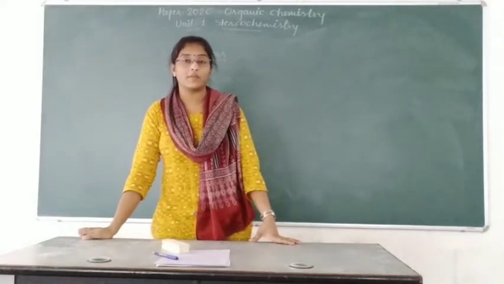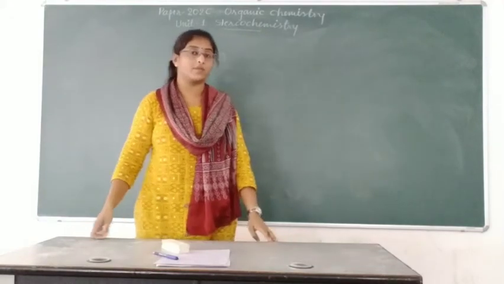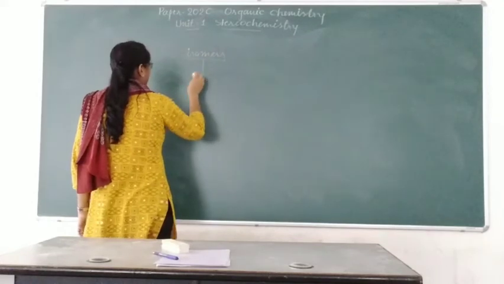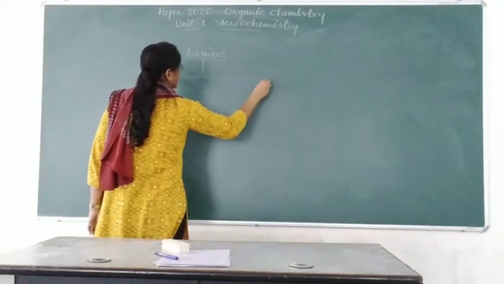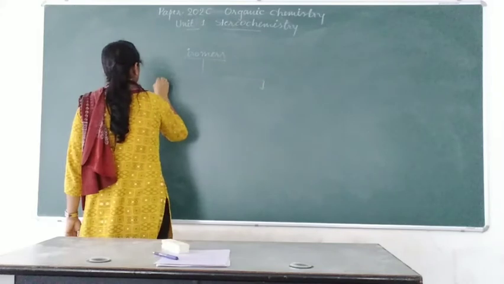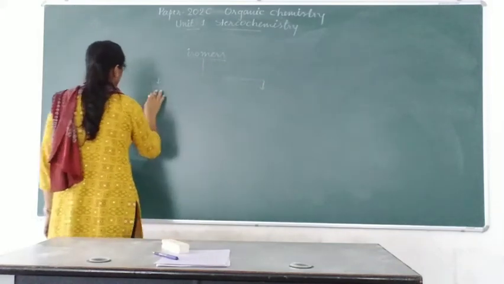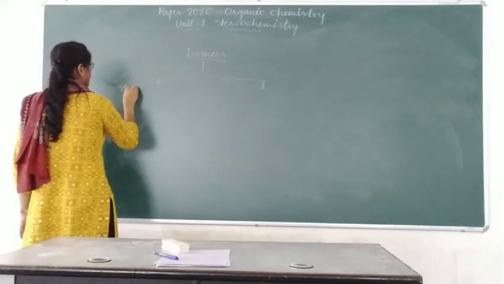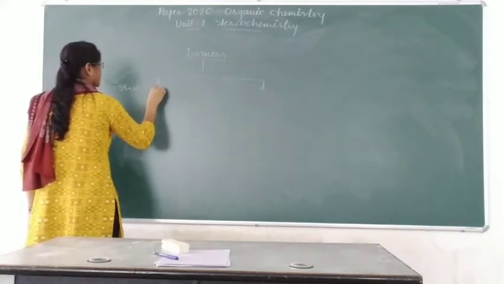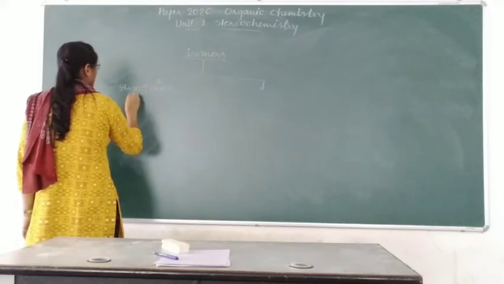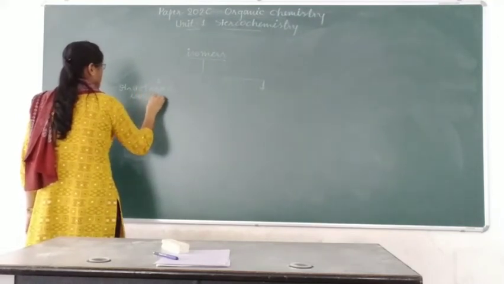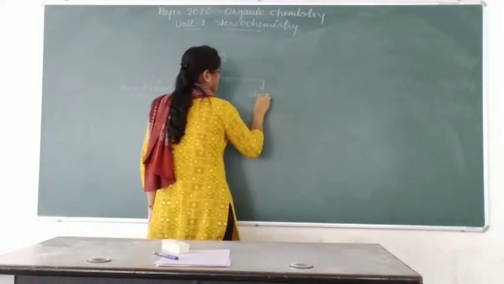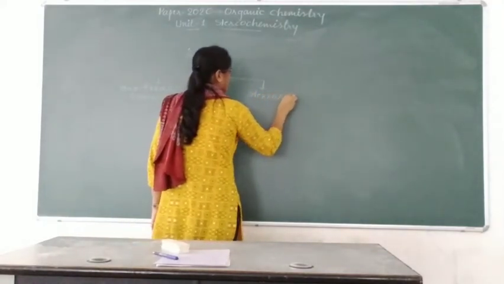Same molecular formulas, they all are called isomers. There are mainly two types of isomerism, structural isomers and stereoisomers.